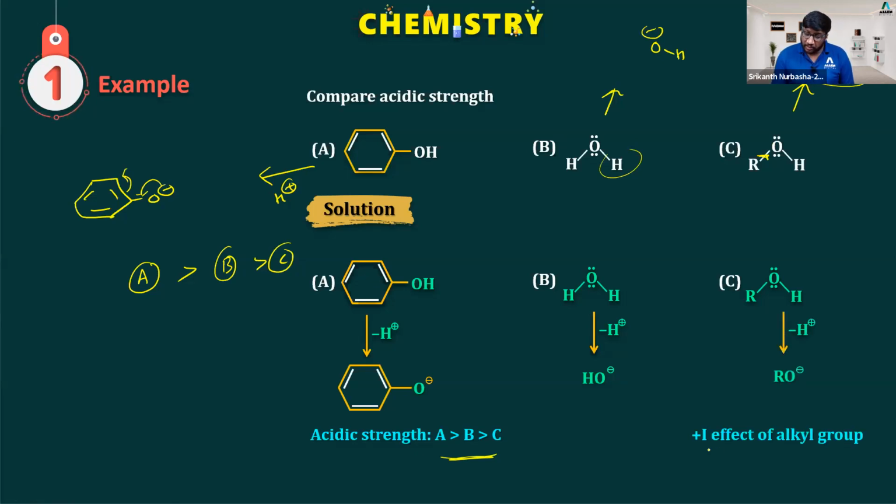So RO minus means plus I effect of alkyl group. Why this is interesting is because if you consider the bond angle concept, you will get C greater than B, not B greater than C. So phenols are more acidic than water, then alcohols are least acidic.